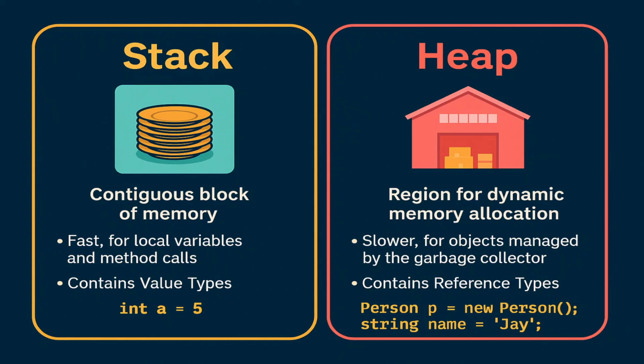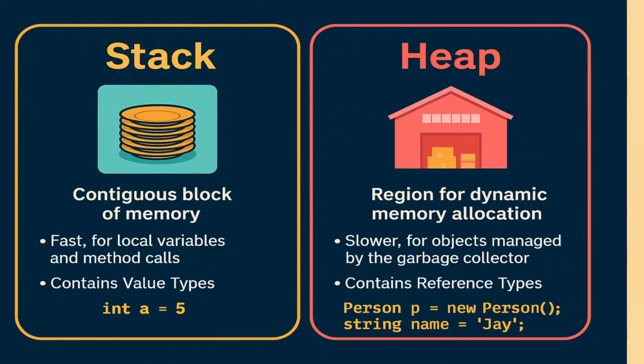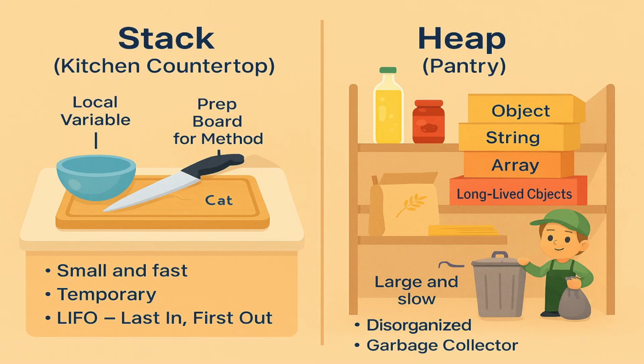But the $1 million question is: why did Microsoft come up with these two memory models, the stack and heap, for the .NET platform? I will try to explain this concept with a pretty simple day-to-day activity which happens in our house. So the stack is like a kitchen countertop. Think about it, you have got a small space, but it is very fast to access.